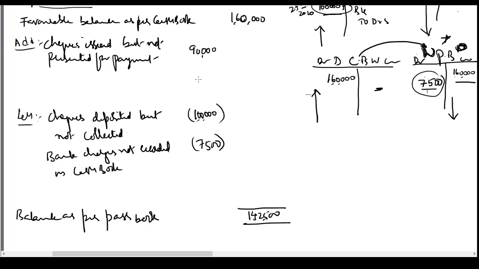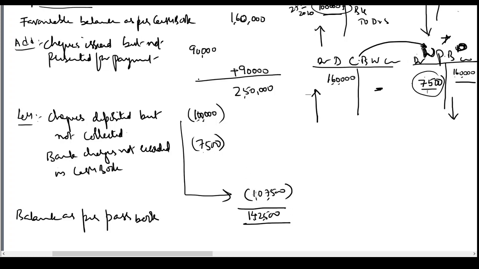Now the total of plus items is 90,000. The total of minus items is 1 lakh and 7,500. I'll add them and write it here. It will be 1,07,500. This is plus item. 160 plus 90 is 2,50,000. Minus 1,07,500 is 1,42,500. We have arrived at the bank balance as per passbook.